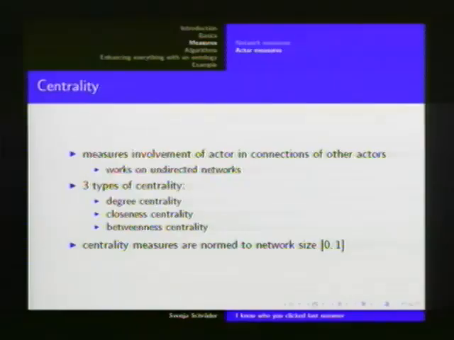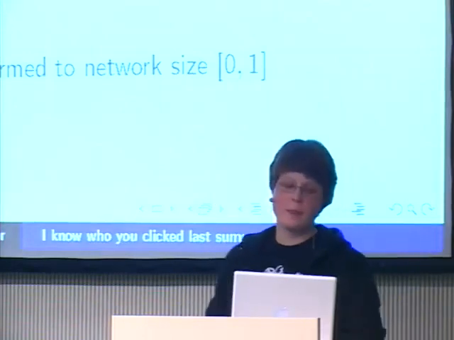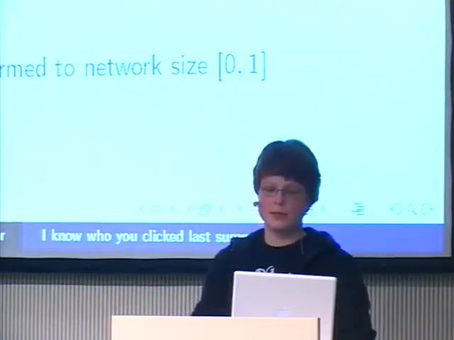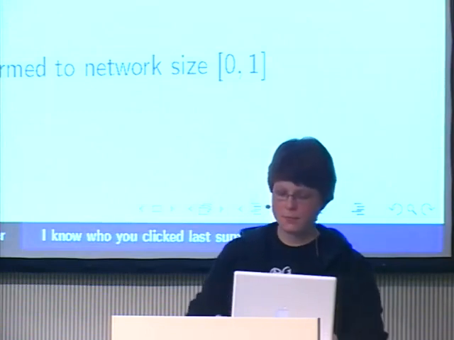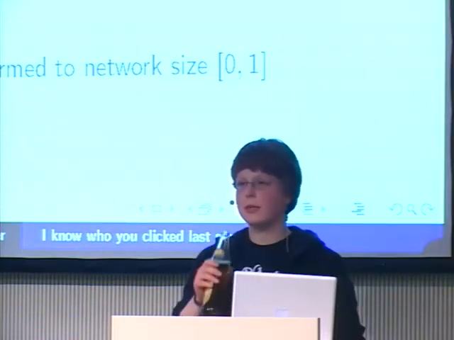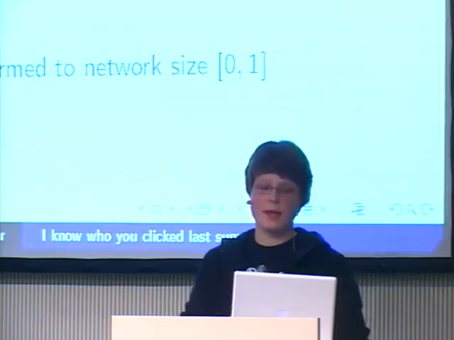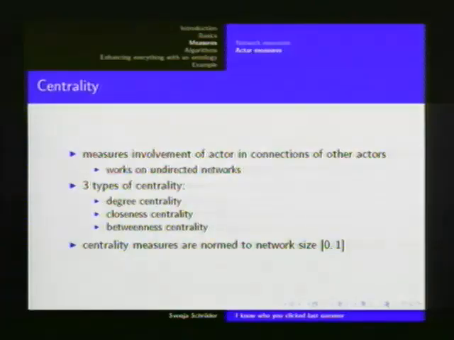So this measure measures the involvement of an actor in the connections of other actors, and centrality works on undirected networks. There are three types of centrality. They are just different ways to compute it, depending on what exactly you want to know: degree centrality, closeness centrality, and betweenness centrality. I'm going to explain betweenness centrality later in a bit more detail, and the others I'm going to explain now.